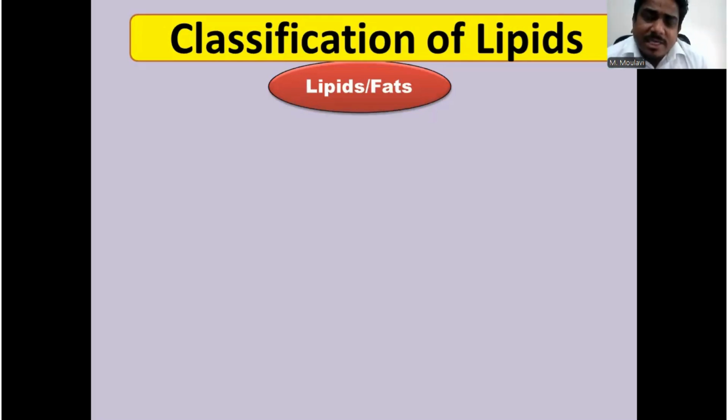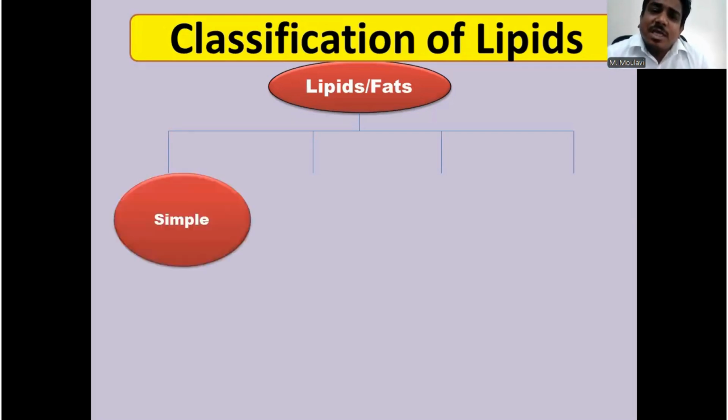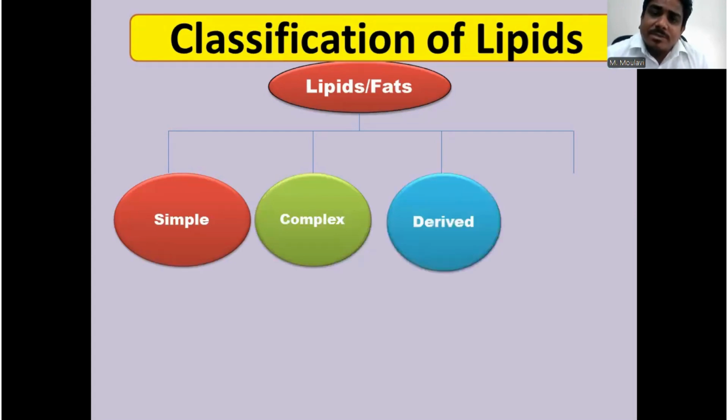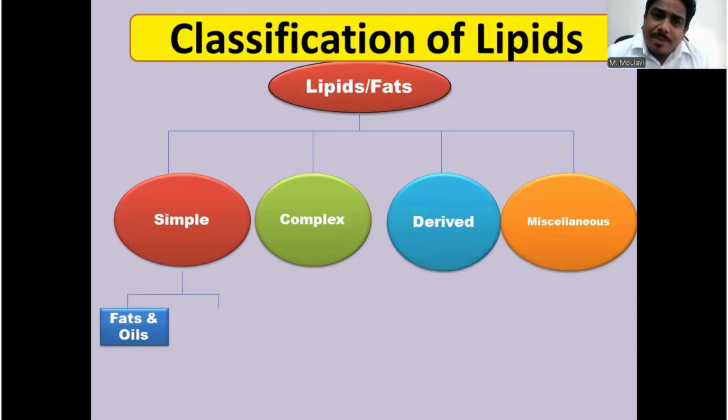But here we see the detailed classification of lipids based on their properties. Lipids are classified into four main categories: first, simple lipids; second, complex lipids; third, derived lipids; and fourth, miscellaneous lipids. Simple lipids are of two types. The first subtype is the fats and oils. The second subtype is the waxes.